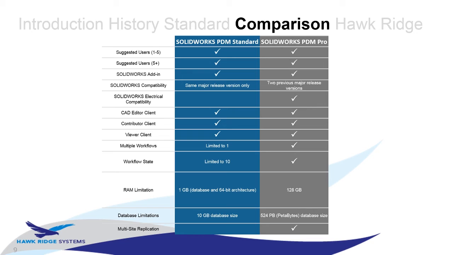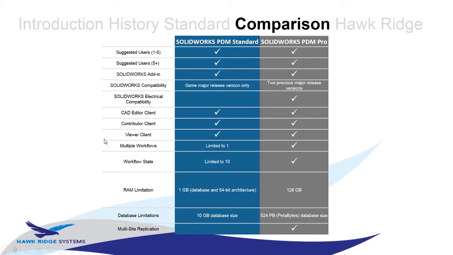But kind of off the bat, we can see a lot of the differences here. One of the functionality differences we'll see is SOLIDWORKS compatibility. So with PDM Pro, you can be using SOLIDWORKS 2 major releases back. So if I'm on PDM Pro 2017, I could still have a SOLIDWORKS 2015 add-in interface and be checking in and out to the vault constantly. But with PDM Standard, I have to be on the same version.